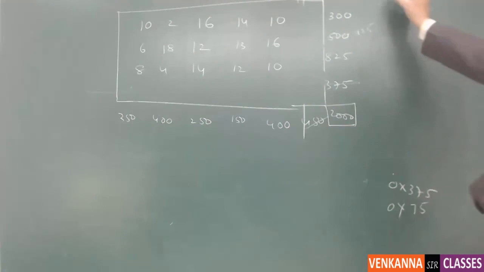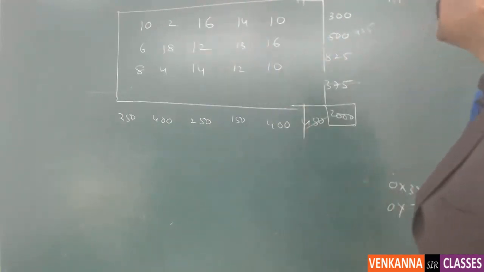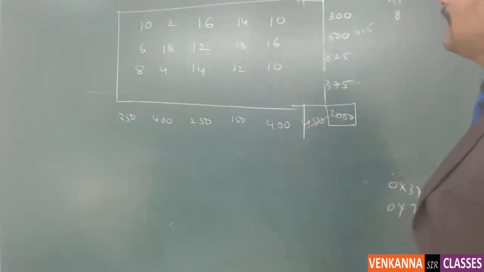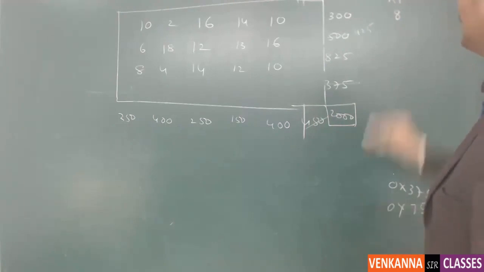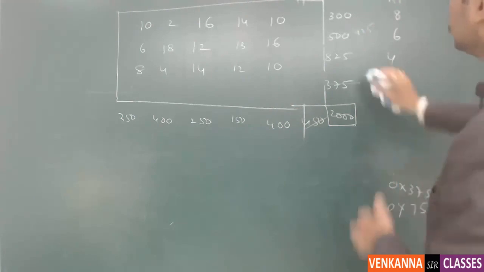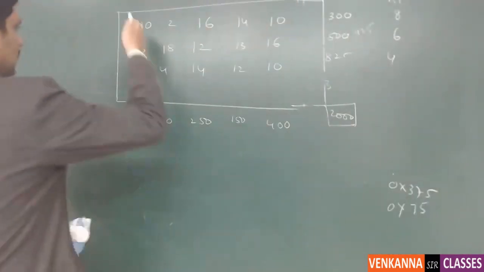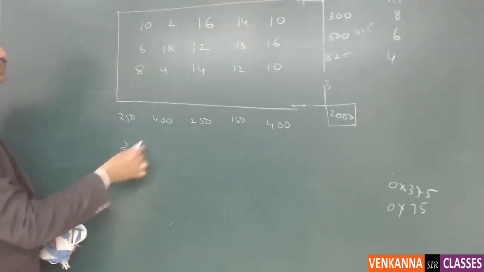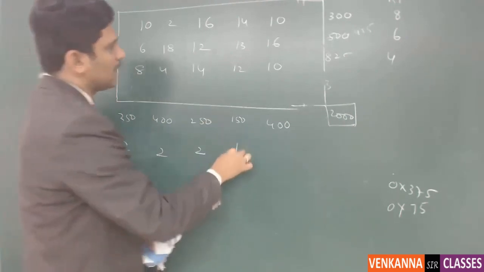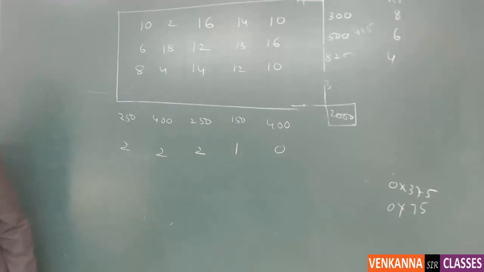So again, I am calculating the row penalties as well as column penalties. Here the difference between the smallest and second smallest is 8. Here the values are 6 and 12, so the difference is 6. Here the difference is 4. If you calculate the column penalties, the penalty is 2 here, 2 here, also 2 here, 1 here, and 0 here. Accepted?